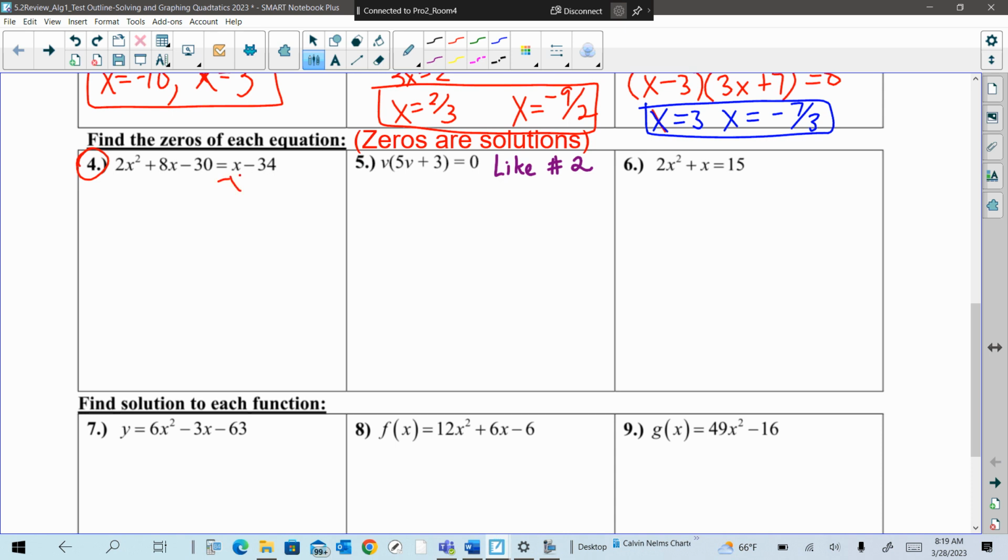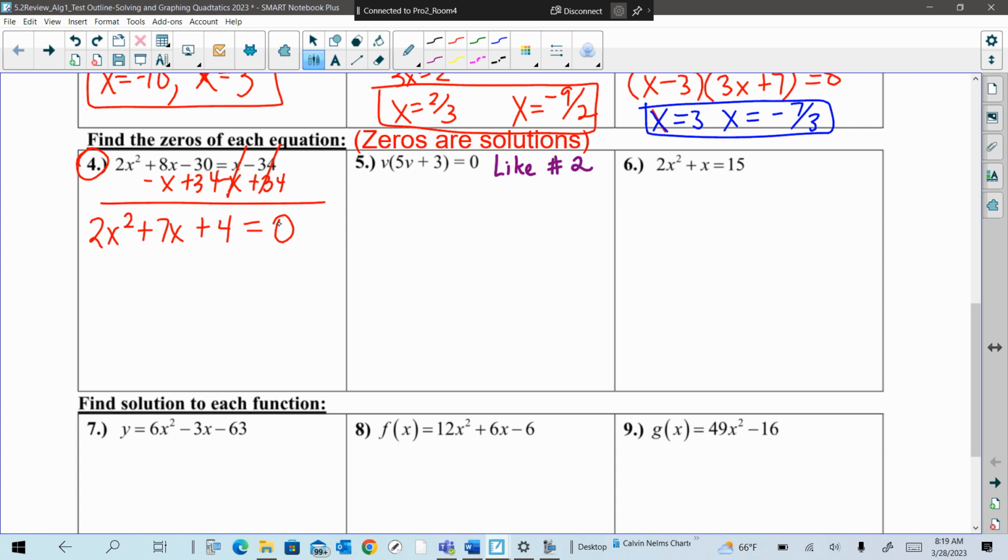So I'm going to put minus x, and I'm going to line this minus x with the 8x because those are like terms. That cancels the x here, and then this one I'm putting plus 34. So that would cancel, and then plus 34 with the 30. So now I have 2x squared plus 7x plus 4 equals 0. And now we can pick a method to factor.